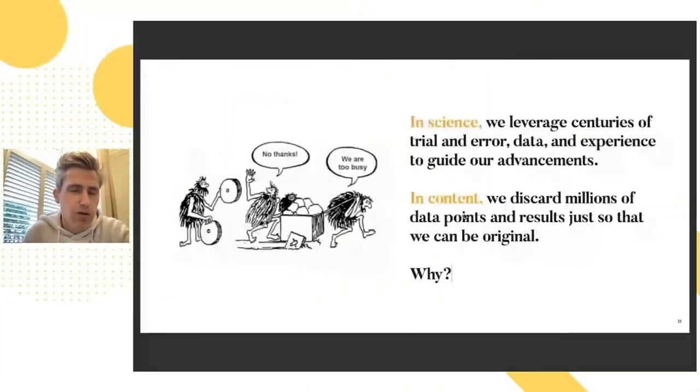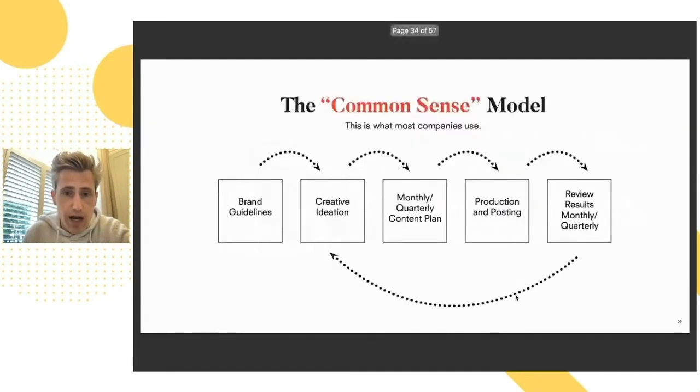So this is really interesting in that, as we all know in science, we leverage centuries of trial and error data and experience to guide our advancements. It's like you talk about the vaccine coming out. It's not like they just built that in a vacuum. They were leveraging data from years and years of previous vaccines to guide them. Yet, when it comes to content, for some reason, people discard millions of data points and results just so that they can be original. And the question is why?